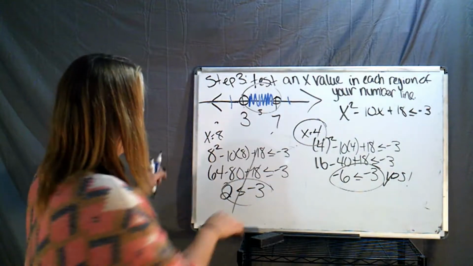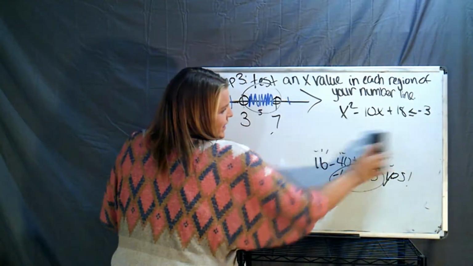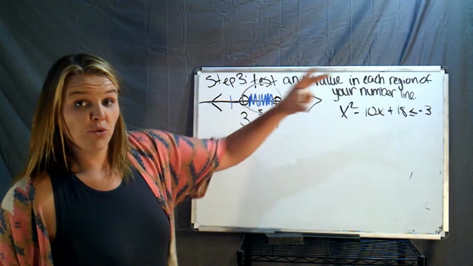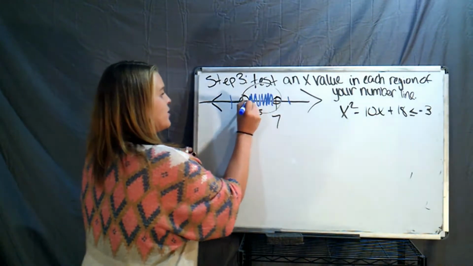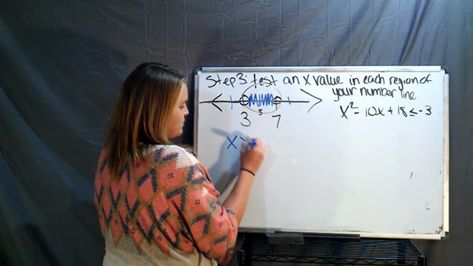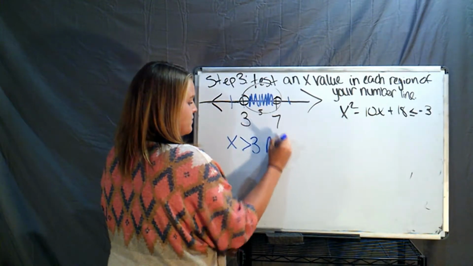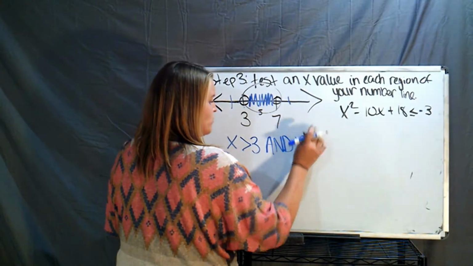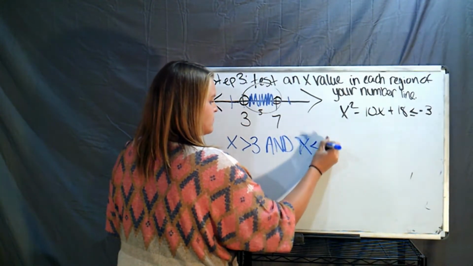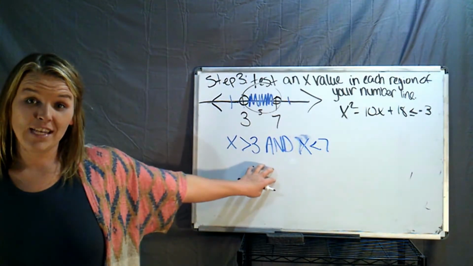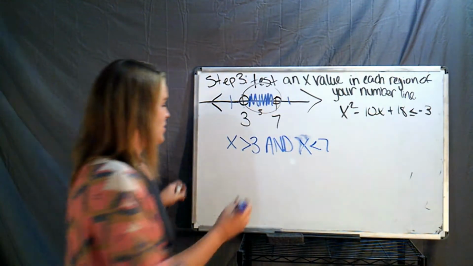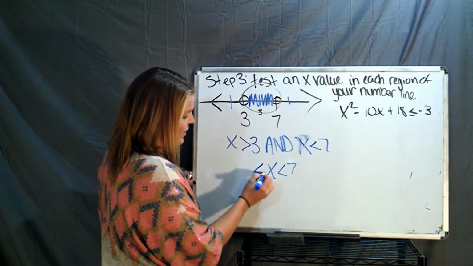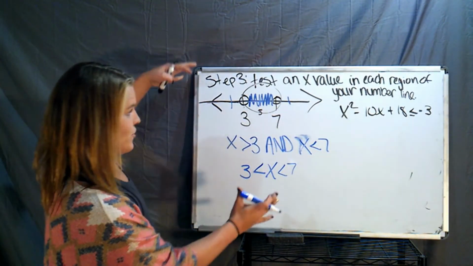And now I want to write my inequality statement for this. x is going to be greater than 3, and x is going to be less than 7. So now it's an and statement, and we can write that with the x in the middle and have both of our numbers. So x is less than 7, but also x is going to be greater than 3. So here is our solution for that one.